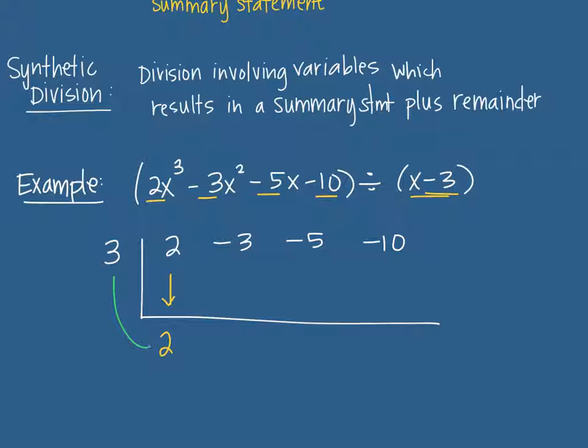Then you multiply 3 and 2 together. Okay, that makes 6. And you take the 6 and you combine it with the number above it. Those combine together, which brings you down to 3.